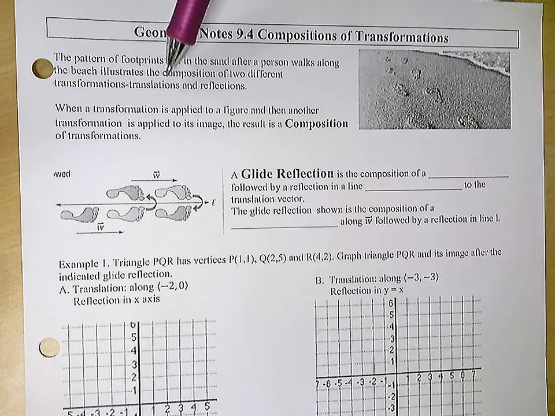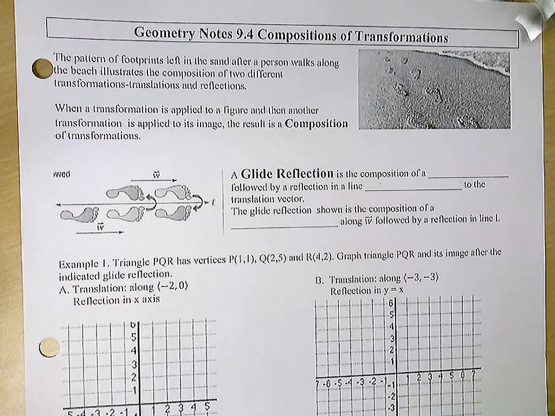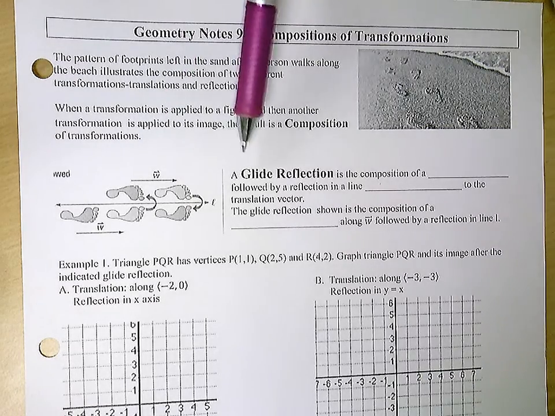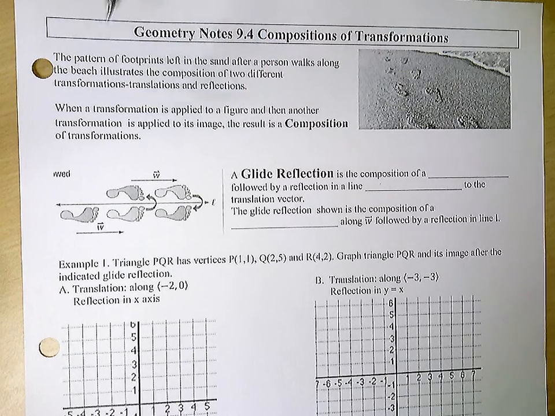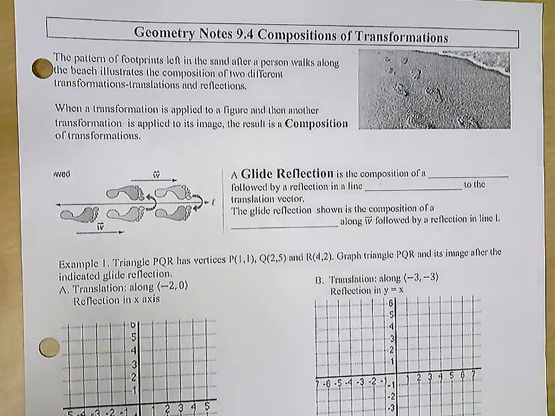Okay, so again, translations is a slide and a reflection is a flip. Okay, so your footprints in the sand, that's called a glide reflection. But when a transformation is applied to a figure and then another transformation is applied to its image, the result is a composition of transformations. Okay, so we're doing multiple to one single pre-image to get an image of an image.